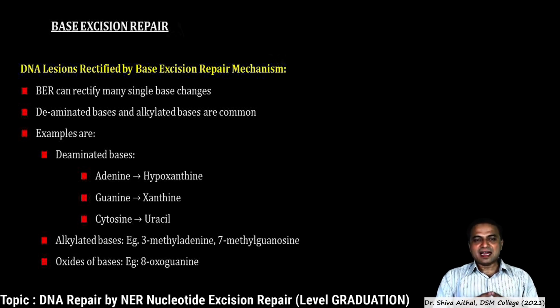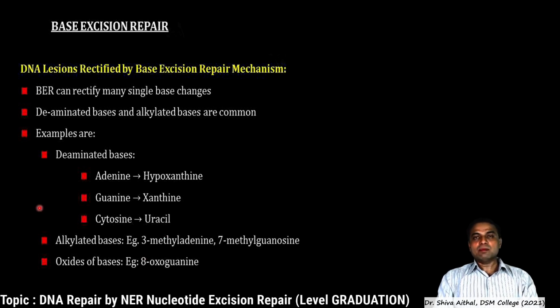Deaminated bases and alkylated bases are very easily recognized. These are the most common types of repair mechanisms whenever there is an abnormality in the DNA. Examples of deaminated bases are adenine and hypoxanthine, as you can see here. Adenine and hypoxanthine, this is the abnormal base. Guanine and xanthine, this is the abnormal base. Cytosine and uracil, this is the abnormal base which will be removed by BER.